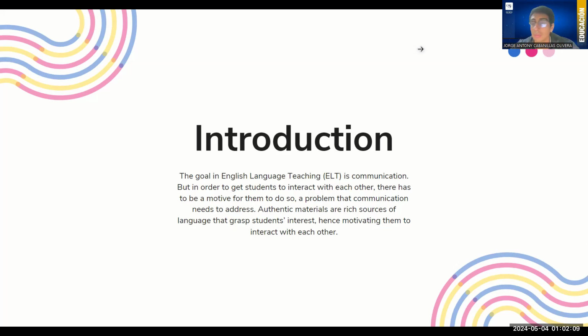But in order to get students to interact with each other, there has to be a reason for them to do so, a problem that communication needs to address or solve. And well, authentic materials are sources of language that motivate them to interact with each other, since the language that is used is rich and is not usually seen in English textbooks.